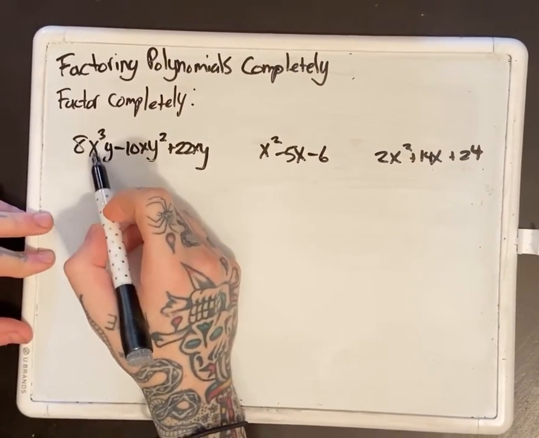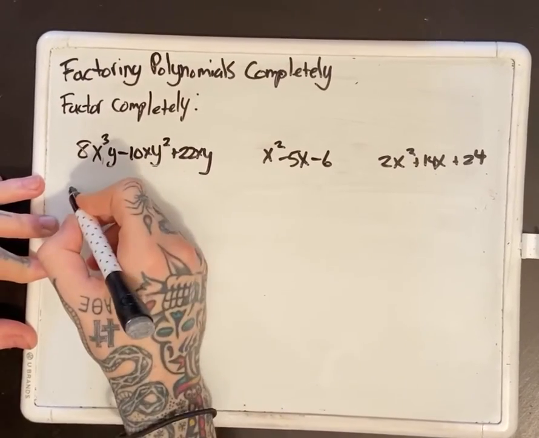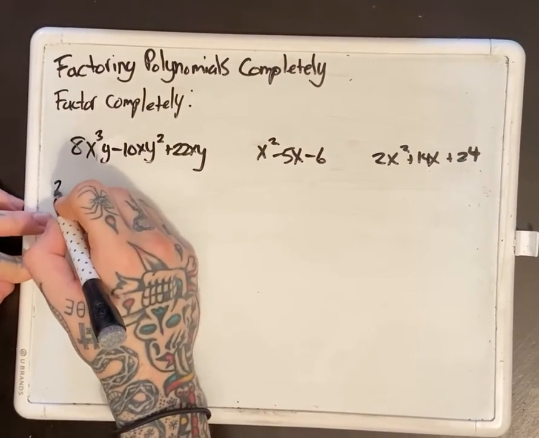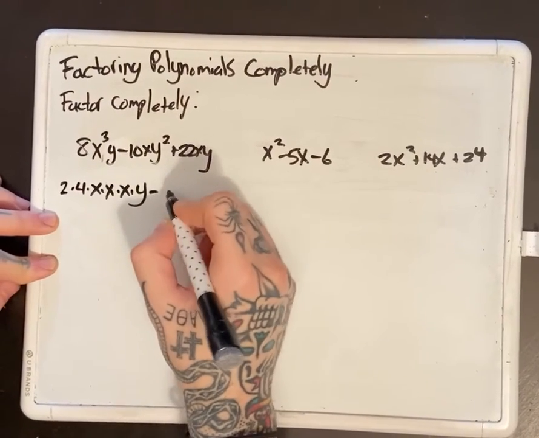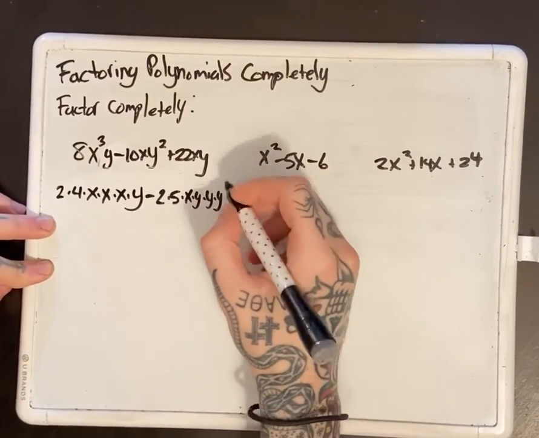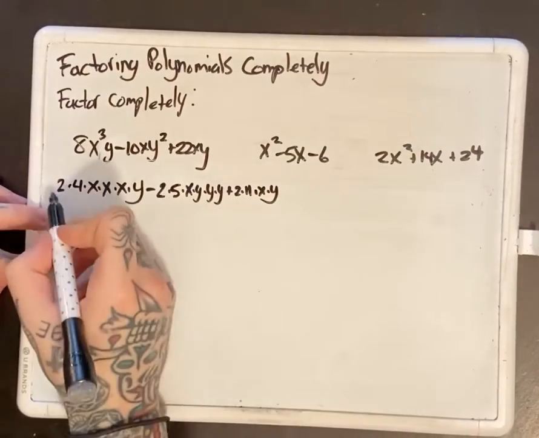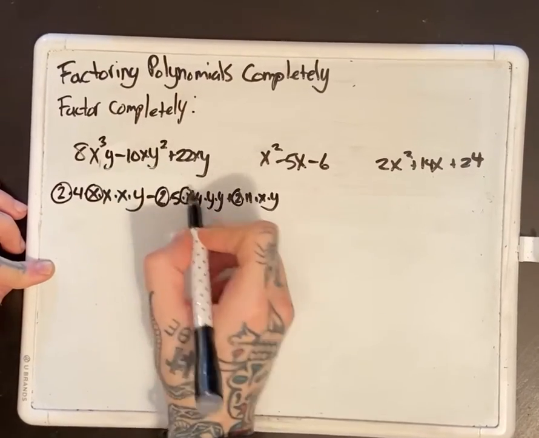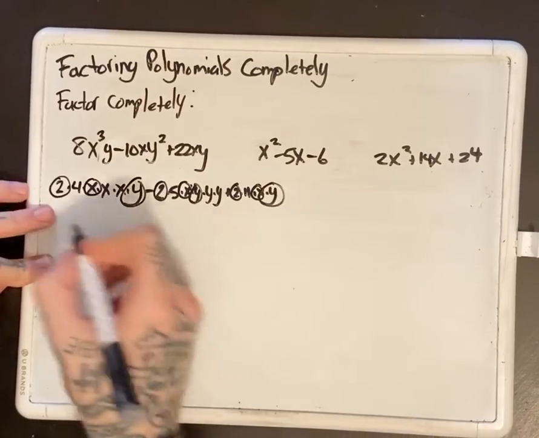So we have 3 x's and a y, an x and 2 y's, and an x and a y here. And then there's a factor of 2 in each of these. So I'm just going to do 2 times 4 times x times x times x times y minus 2 times 5 times x times y times y times y plus 2 times 11 times x times y. So we have a 2, an x, and a y in common. So we're going to pull those out front.